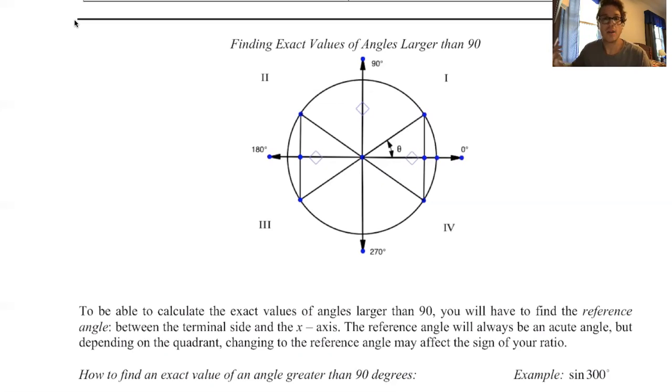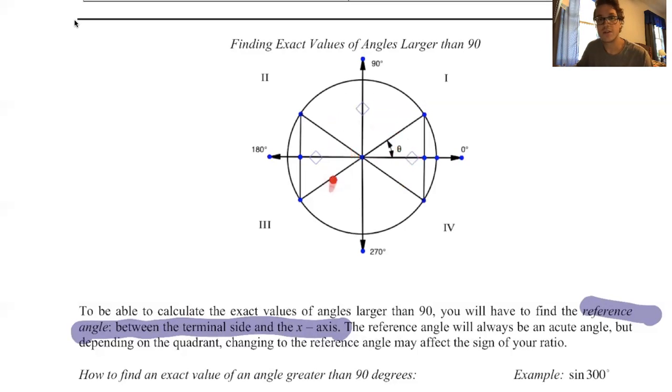In order to be able to calculate the exact values of angles larger than 90, we're going to need to find what's known as the reference angle here. And the reference angle is always, let's highlight this, between the terminal side and the x-axis. It'll always be an acute angle that way, but depending on the quadrant, that's going to change the sign of our trig functions. Because remember from the ASTC chart, depending on what quadrant you're in, whether in your quadrant 1, 2, 3, or 4, different trig functions are positive and negative.